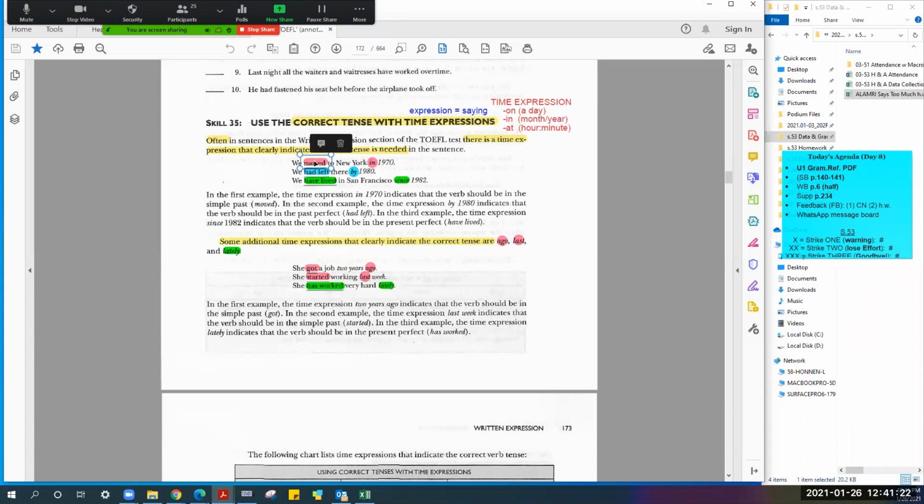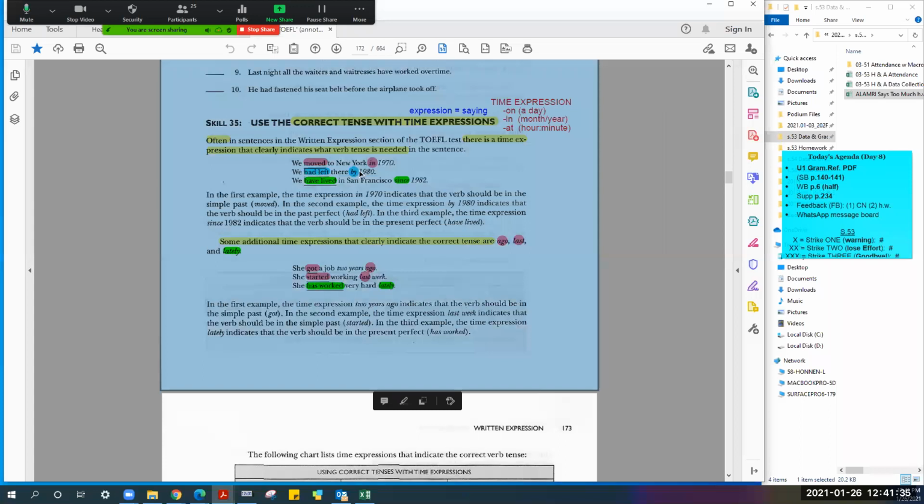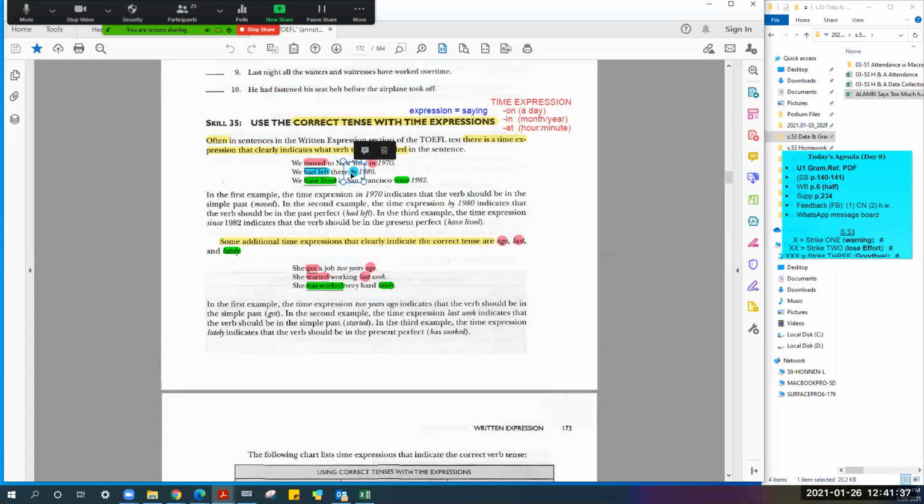Okay? Asil, second one. We had left there by 1980. Now, why did I make this one blue? Well, if it's by plus a number like this, normally it's past perfect. Understand? By some time, then normally it's past perfect.